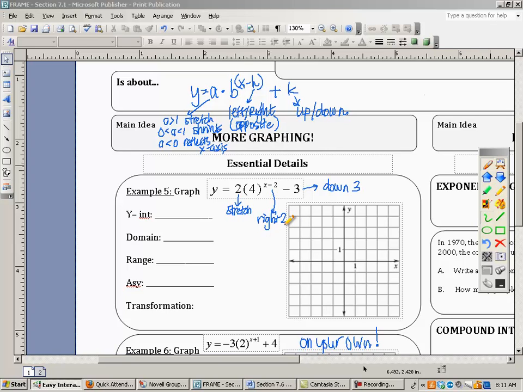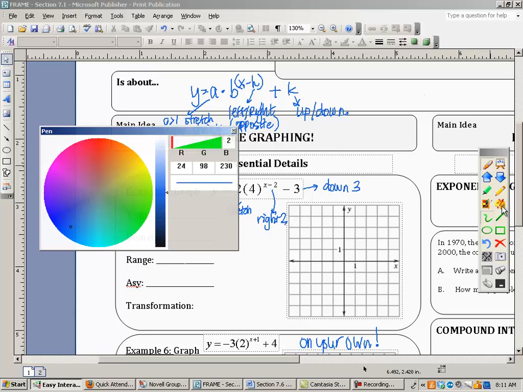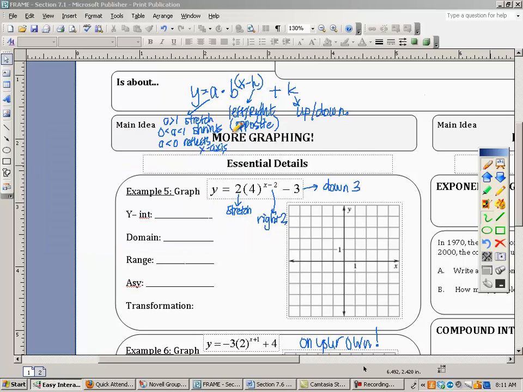And so the easiest way to graph these is to graph the parent function first. Let me change colors here a second. What I'm going to do is graph y equals 2 times 4 to the x. I'm going to start with this graph because then all I'm going to do is move these right and down, and I'm going to include the stretch already in this. Okay, so let me make a table for this original. We still use -2, -1, 0, 1, and 2.